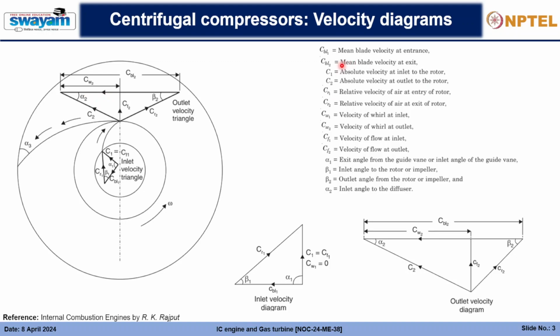And these are the associated angles. Alpha 1 is the exit angle from the guide vane or the inlet angle of the guide vane. Beta 1 is the inlet angle to the rotor or impeller. Then the outlet angle from the rotor or impeller is beta 2, and the inlet angle to the diffuser is alpha 2. So these are the angles associated with this. From these velocities, we will have to find out the net work done that is required to attain a particular velocity, or from the velocity we can see how much work will be required by the compressor.